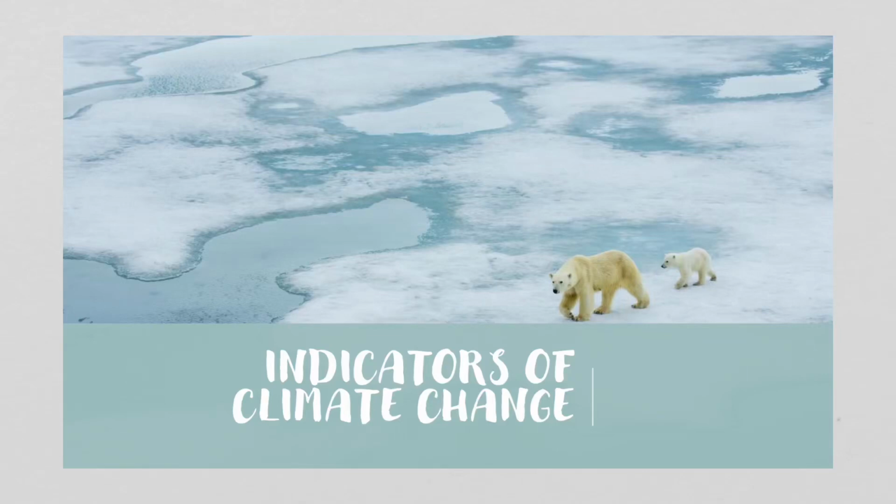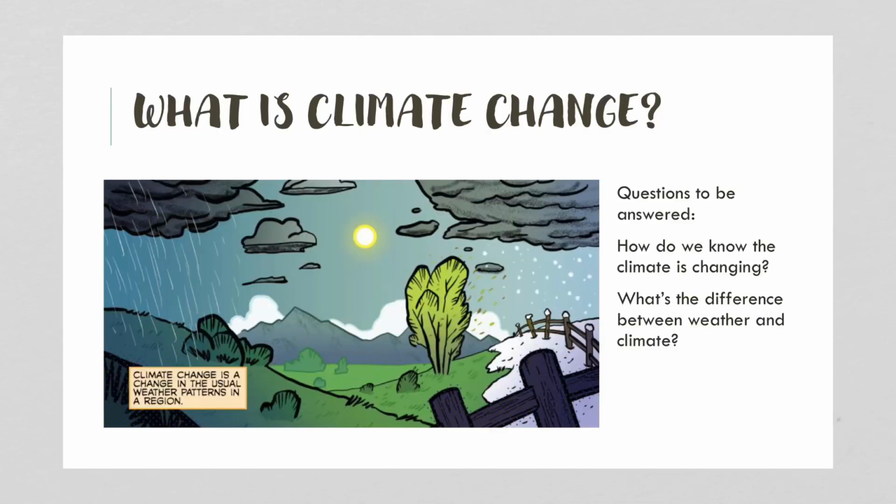In this lesson, we're going to talk about the indicators of climate change, and this has been adapted from Let's Talk Science's Clothing for Climate project. So first of all, what is climate change? Some of the questions that we need to think about would be, how do we know the climate is changing, and what's the difference between weather and climate?